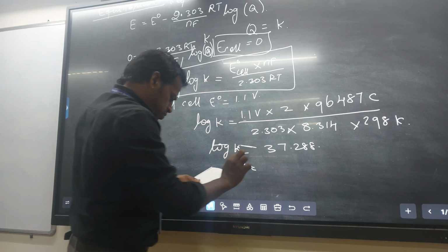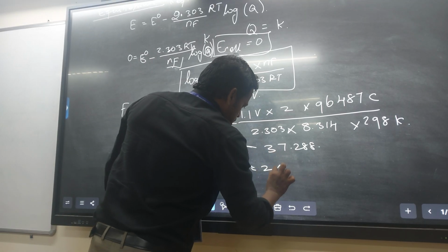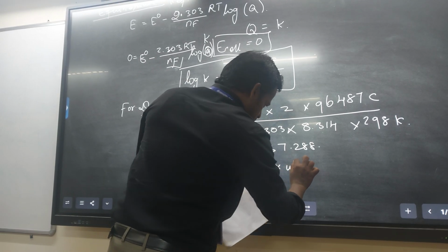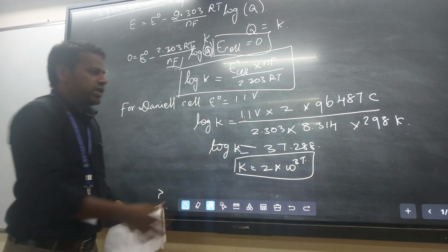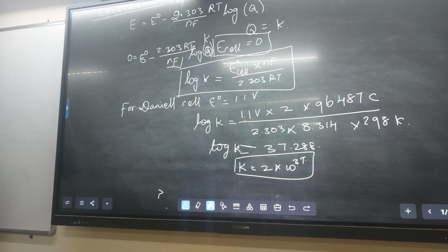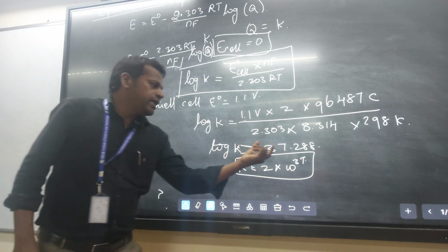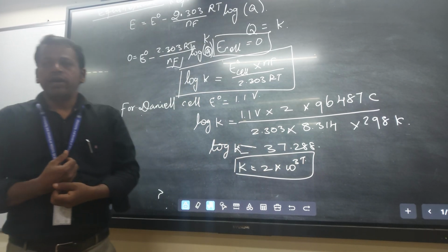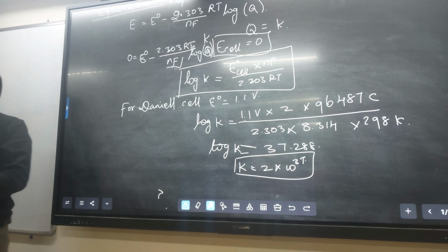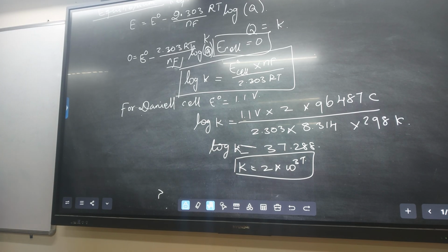Therefore, K equals 2 into 10 power 37. That is the K equilibrium. Take the antilog of 37.288 and you get the K value. K equals 2 into 10 power 37. That is the K value for the Daniel cell.